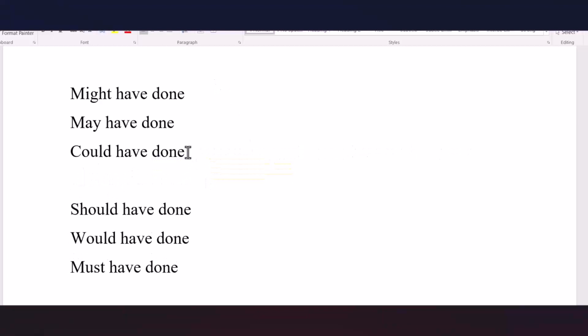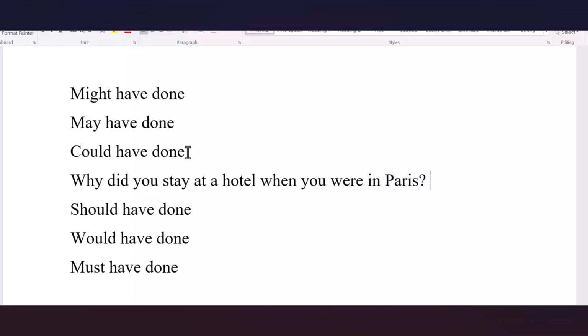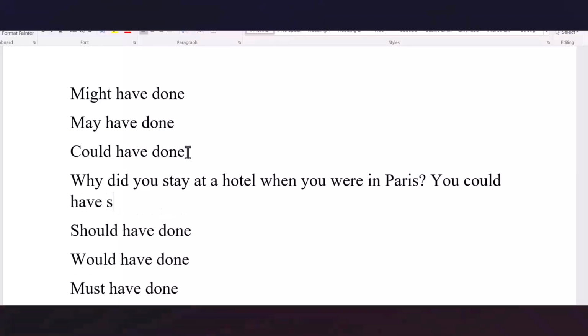Or in a piece of conversation, we may hear someone say, "Why did you stay at the hotel when you were in Paris? You could have stayed with Julia." In this sentence, Julia is someone who lives in Paris. And the speaker tells us, why did you stay at the hotel when you were in Paris? You could have stayed with Julia.